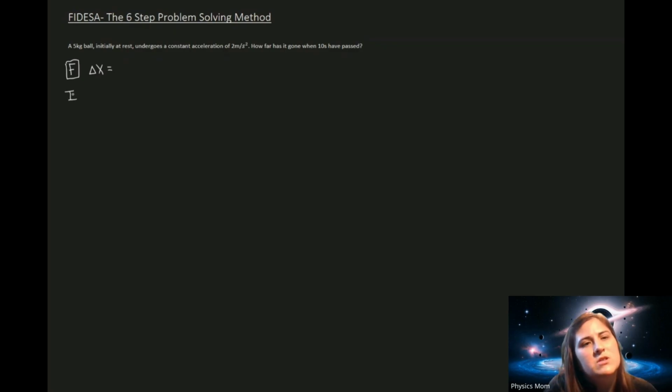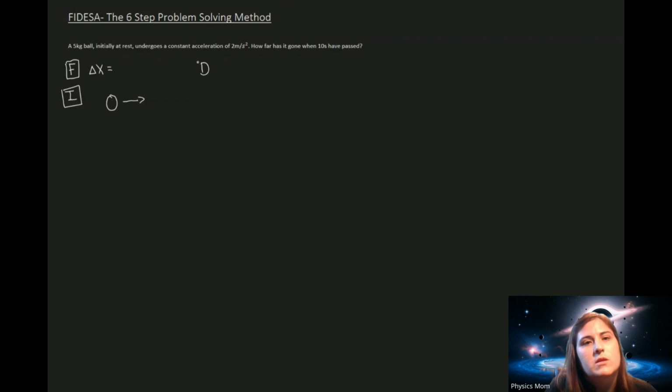I for image, this is simply a redrawing of the problem. This can be just a picture of what's going on so you can get a visual of it, or a free body diagram, which we'll talk about later. In this case, it's a ball that's initially at rest and is undergoing constant acceleration, so once it's accelerating, I know it starts moving. So I can just draw the ball with an arrow pointing, showing that it's moving. And I can deduce from this by drawing it, this is only going to be one-dimensional. It's going to move in one direction. I know that because acceleration is a vector. If it's just one acceleration, it's just going to go in one direction. So I, image, is the second letter for our acronym in FIDESA.